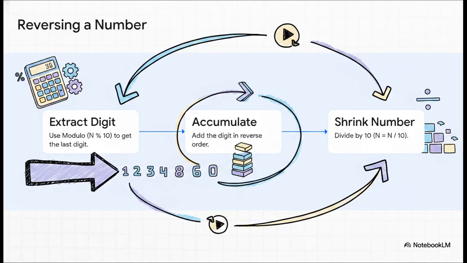Here's where we get to apply loops and operators together for a super classic coding interview problem, reversing a number. Step 1, we use that modulo operator we just learned, n modulo 10, to grab the very last digit. Step 2, we accumulate that digit into our reverse sequence. And step 3, we shrink the original number down using integer division, n equals n divided by 10. We just loop this exact logic until the number hits 0. It's elegant, it's mathematical, and interviewers absolutely love to test it.